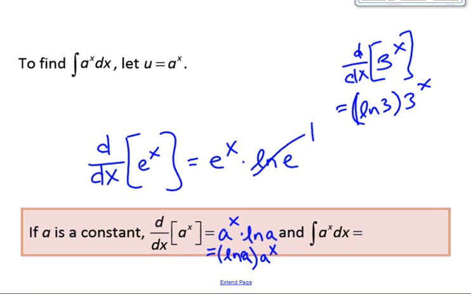It's that simple. Okay, so now if I want to take the integral of a to the x, remember the integral of e to the x is e to the x, but it's almost the exact same thing. Instead of multiplying by natural log of a, we're just simply going to divide by natural log of a, and then times a to the x, and then plus c.